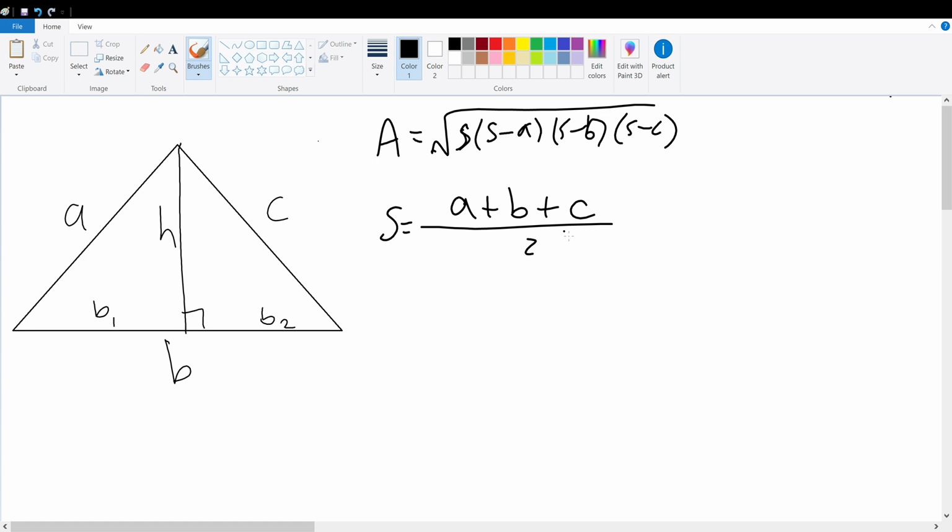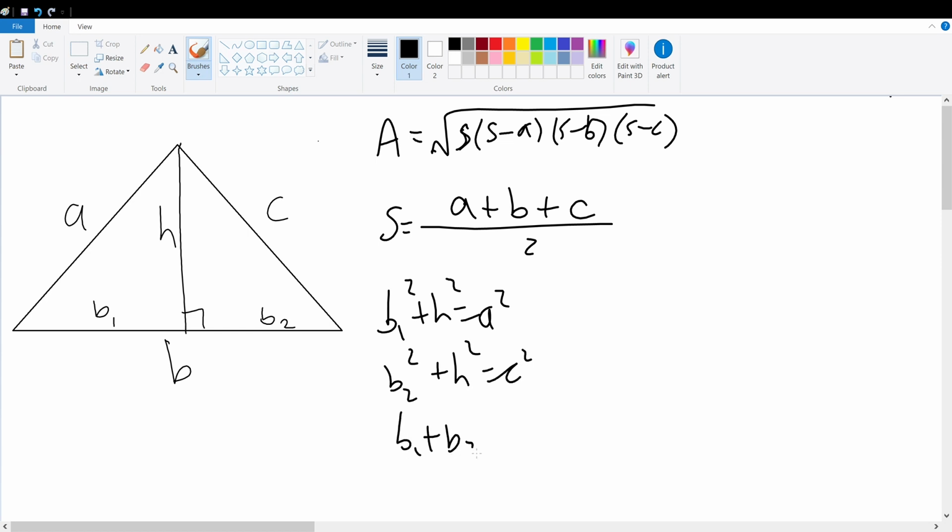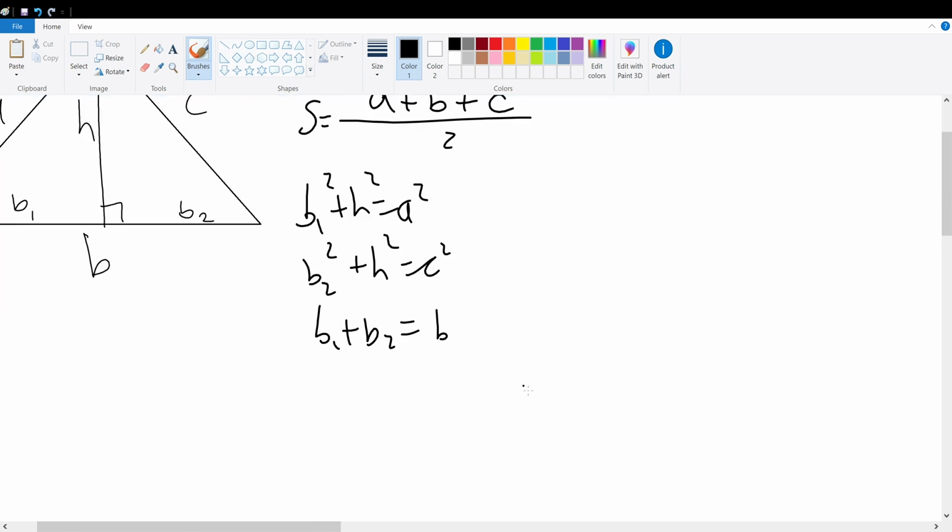From the Pythagorean theorem we can find b1 squared plus h squared is equal to a squared. Likewise, b2 squared plus h squared is equal to c squared. And finally, b1 plus b2, the two segments, sum to be b, the side length for the triangle ABC. Therefore, we can call these equation 1, equation 2, and equation 3 respectively.